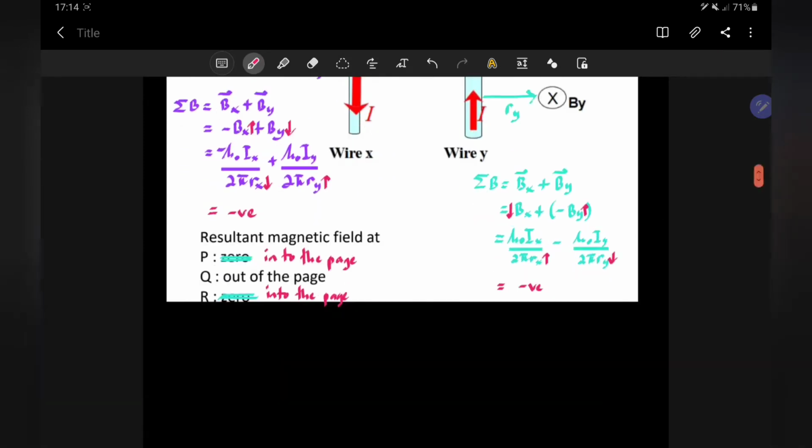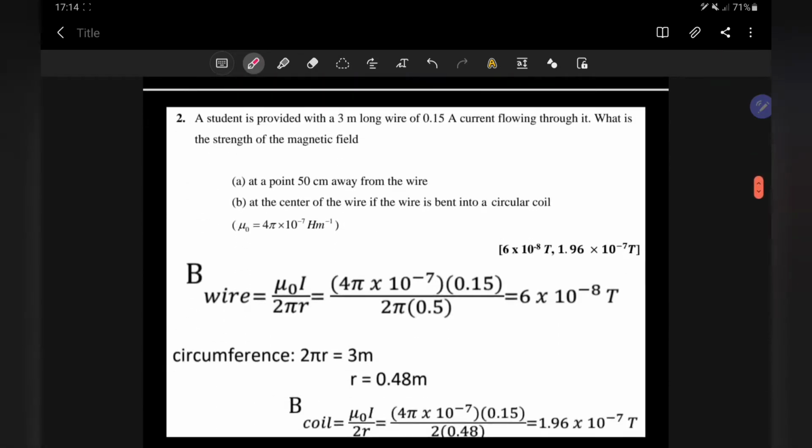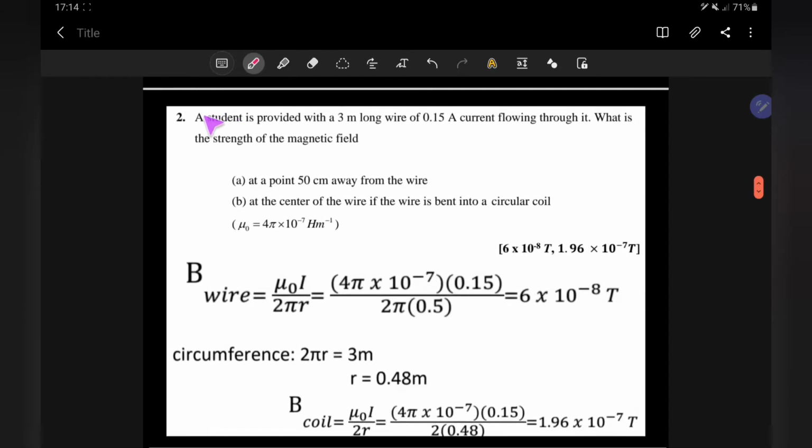Okay, next question number 2. Okay, a student is provided with a 3 meters long wire of 0.15 ampere current flowing through it. What is the strength of the magnetic field at a point 50 centimeter away from the wire and at the center of the wire if the wire is bent into a circular coil?